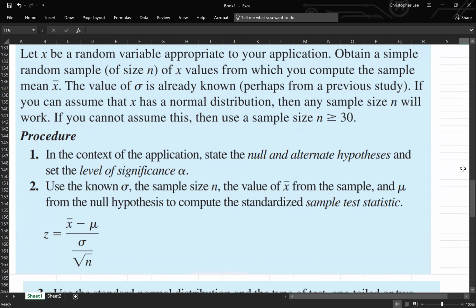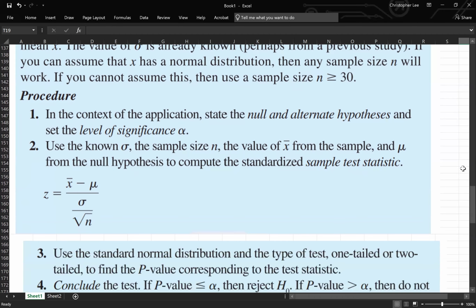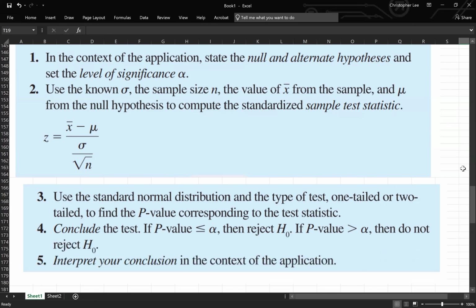All right, so procedure, step one, in the context of the application, state the null and alternative hypothesis and set the level of significance. Level of significance is given to you in the question, so you just have to write it down. Step two, use the known sigma, the sample size n, the value of the sample mean X bar from the sample, and mu from the null hypothesis to compute the standardized sample test statistic, which is a z-test, X bar minus mu over sigma over square root of n. Same thing that we did in chapter 7, right?